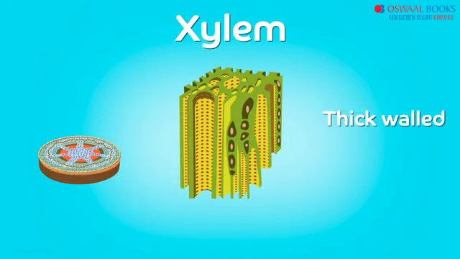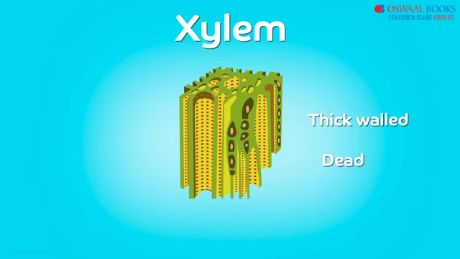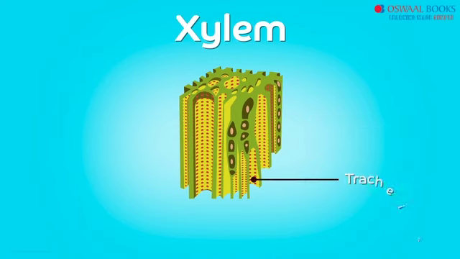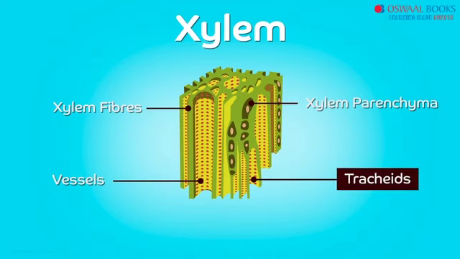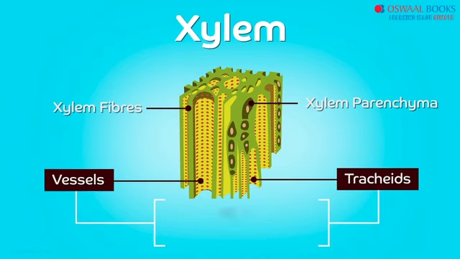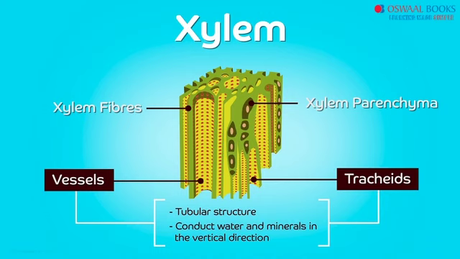Xylem cells are usually thick-walled and are dead. The four major types of cells that make up xylem are tracheids, vessels, xylem parenchyma, and xylem fibers. Now their functions are evident from the names itself. Tracheids and vessels, as we can see, have tubular structures. Thus, their role is to conduct water and minerals in the vertical direction.